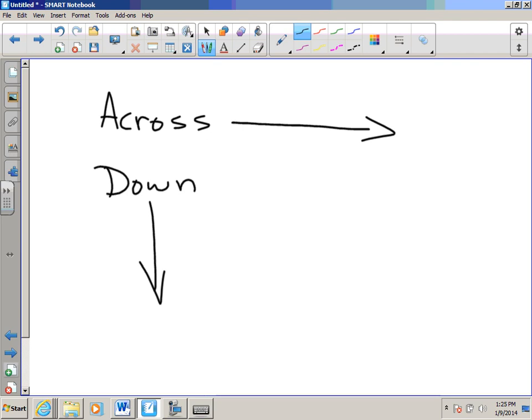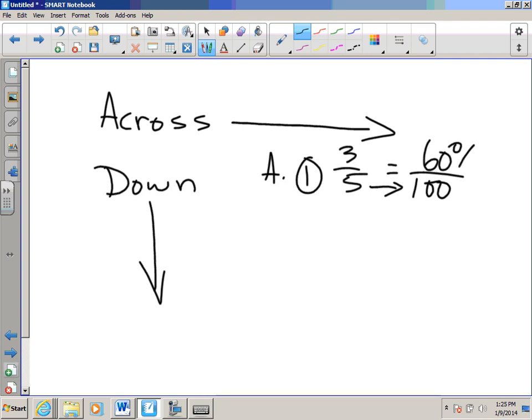Well, good thing for you, this isn't that bad. So here, let's look at across. Number 1. Cross number 1 says 3/5. We're going to put the fractions and decimals into percents. We're converting all these to percents. So, for number 1 across, to get from 5 to 100 is times 20. 3 times 20 makes it 60%.